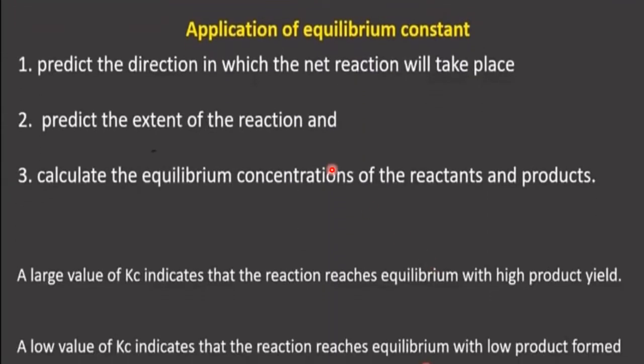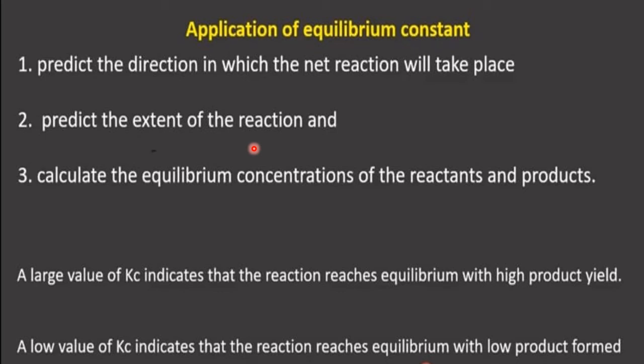The next one is application of equilibrium constant. First application: the equilibrium constant is used to predict the direction in which the net reaction will take place. The direction of the reaction will be predicted with the help of the equilibrium constant. Then next one, predict the extent of the reaction.